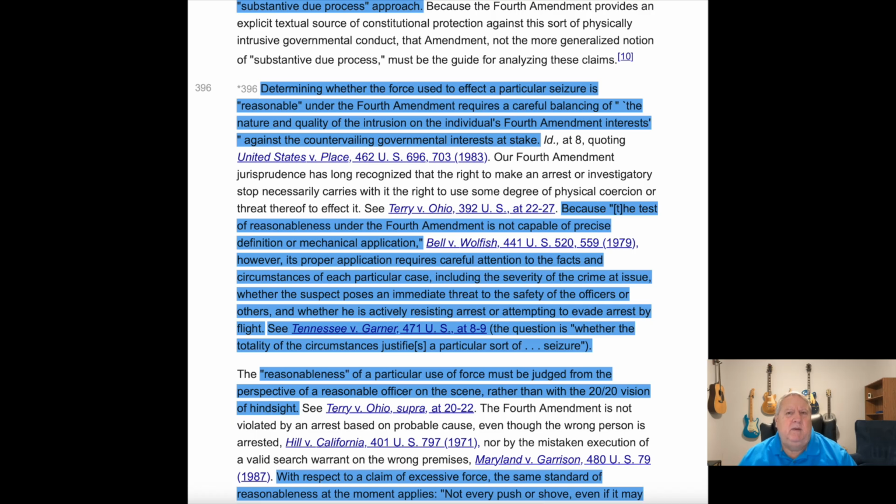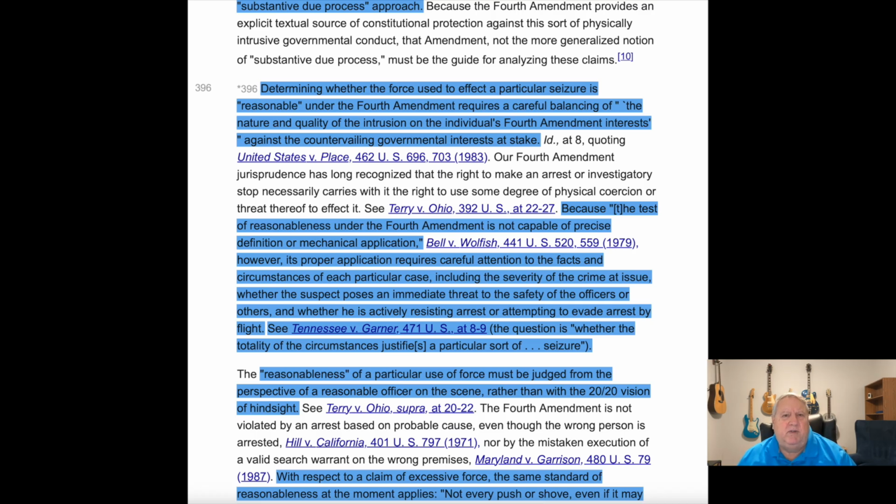at stake. Our Fourth Amendment jurisprudence has long recognized that the right to make an arrest or investigatory stop necessarily carries with it the right to use some degree of physical coercion or threat thereof to effect it. Because the test of reasonableness under the Fourth Amendment is not capable of precise definition or mechanical application, however, its proper application requires careful attention to the facts and circumstances of each particular case, including the severity of the crime at issue, whether the suspect poses an immediate threat to the safety of the officers or others, and whether he is actively resisting arrest or attempting to evade arrest by flight.